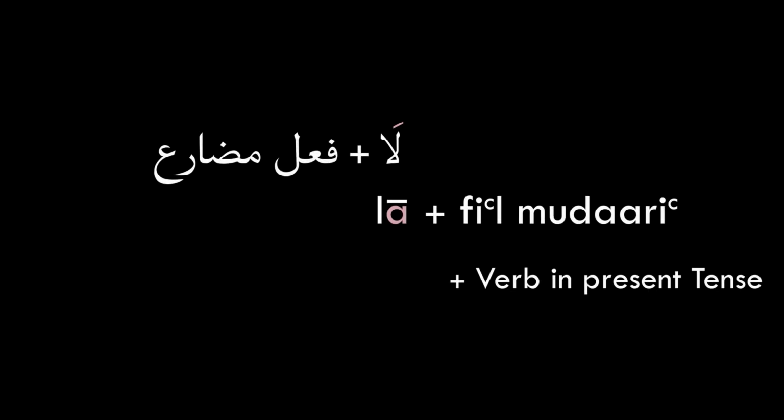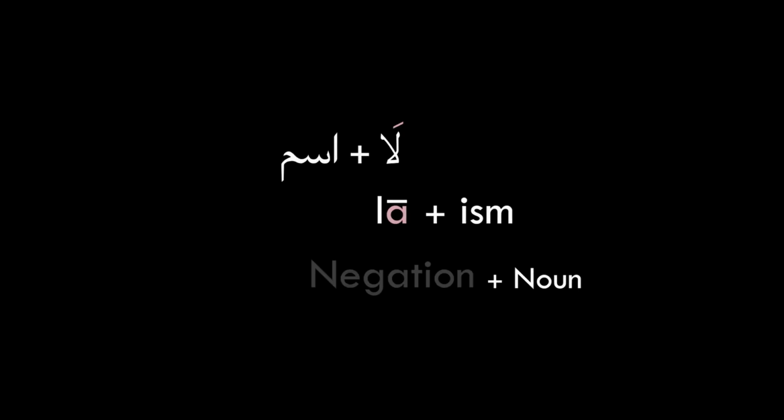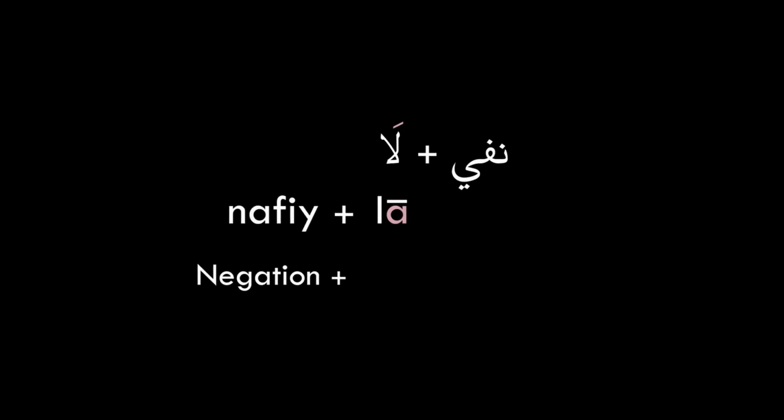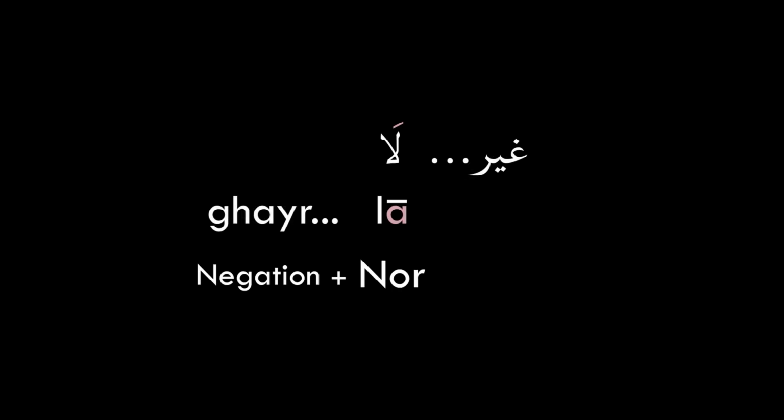The next word is لا. This word's meaning differs according to its location in the sentence. If a comma comes after it, it means no, and if it comes before a verb in the present tense, it means don't, and if it comes before a noun, it means the negation of that noun, like لا ريب, no doubt. And finally, if it comes after another negation, it means nor, like in this ayah, غير المغضوب عليهم, neither those who have evoked your anger, ولا الضالين, nor those who go astray.